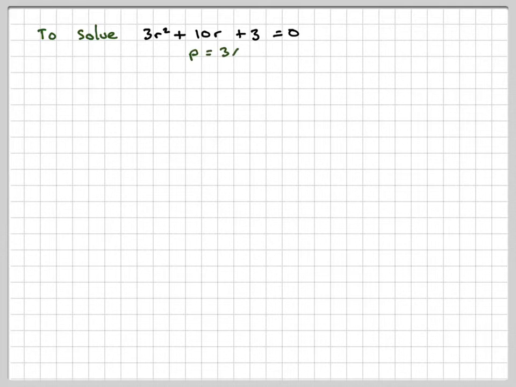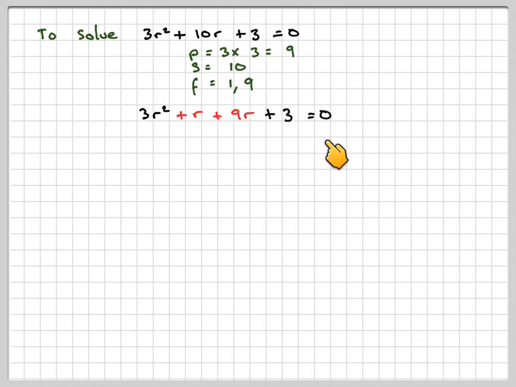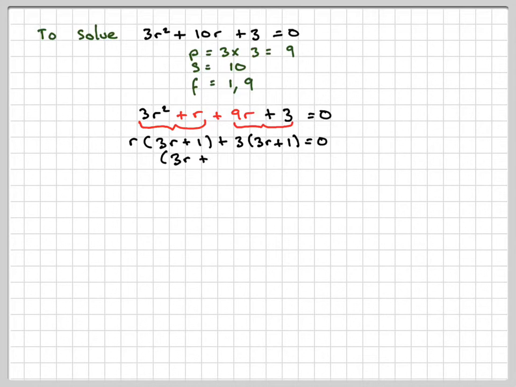Okay, I've used the product: 3 times 3 is 9. The sum is the number in the middle, so we need two numbers which multiply to give 9 and add to give 10, obviously 1 and 9. Then you get 3r squared plus r plus 9r plus 3 is equal to 0. Then you group these two together, with a common factor of r, and you get r times 3r plus 1, and then group these two together, taking out 3 as a common factor, and we get 3r plus 1 and r plus 3 is equal to 0, which gives that r is minus 1/3 or r is minus 3.